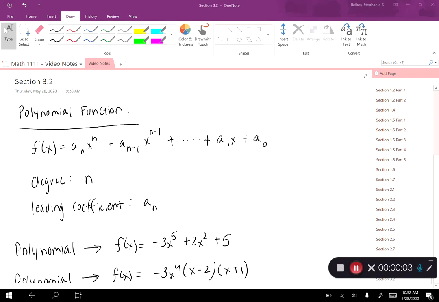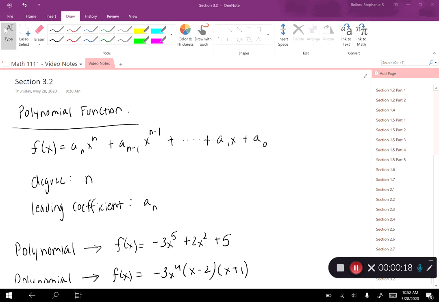In section 3.2, I will be talking about polynomial functions. Since this is a longer section, I'll be breaking this down into multiple videos. Let's begin by talking about the polynomial.